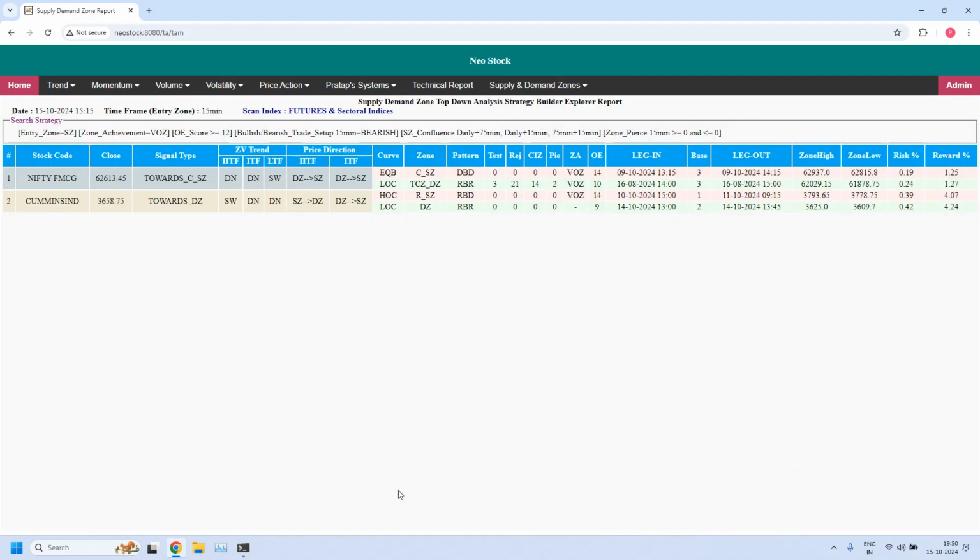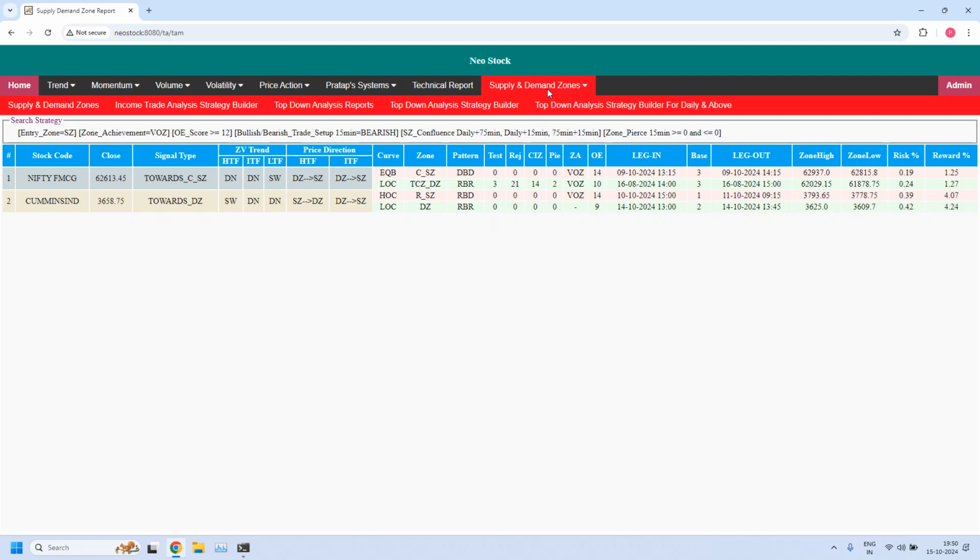Now let's verify. 2 stocks are filtered, and both these stocks have a bearish trade setup for daily income trade, and also have LTF, ITF, HTF confluence. Nifty FMCG, anyway it is an indices. Its trend is sideways, so no need to check for EMA confluence. But these are the high liquidity supply zones, the 15 minute zones. Okay, this is about the bearish trade setup for daily income trade.